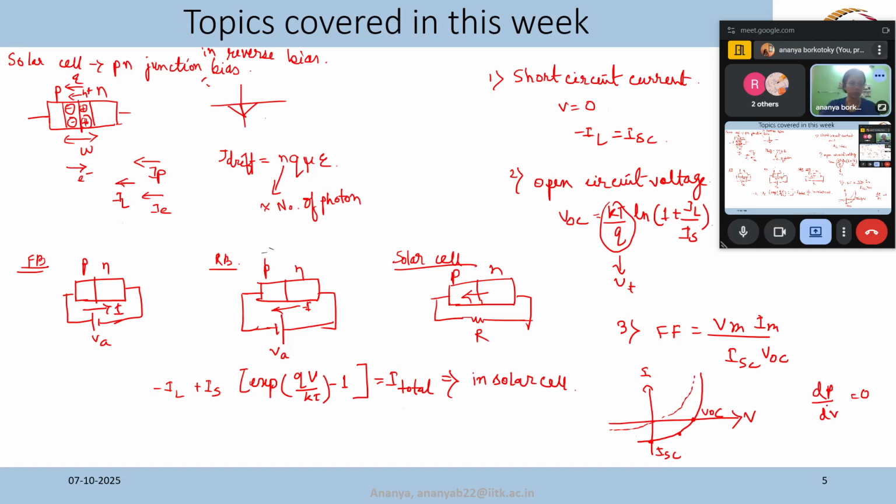Normally, we use this and we find this. It cannot be calculated directly; it is not easy to calculate directly. That is why people often try to find this ISC and VOC, because these are easy to calculate, easy to measure: open circuit and short circuit. Now the fill factor for most solar cells is in the range of around 0.7 to 0.8.